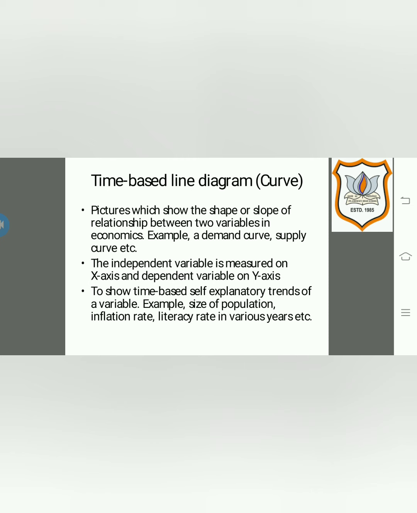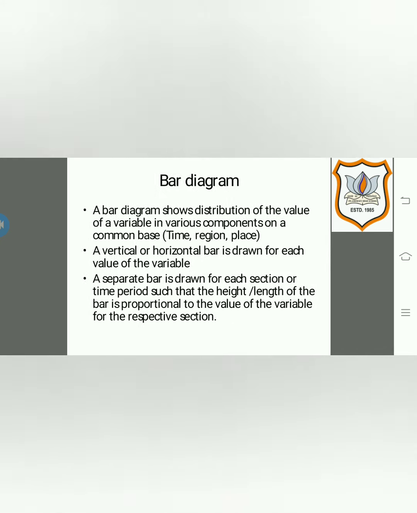Also, to show time-based self-explanatory trends of a variable, time-based line diagrams are drawn. Say, for example, the size of population for various years, similarly inflation rate in various years in India, or maybe the literacy rate in various years in India can be represented by using a time-based line diagram.